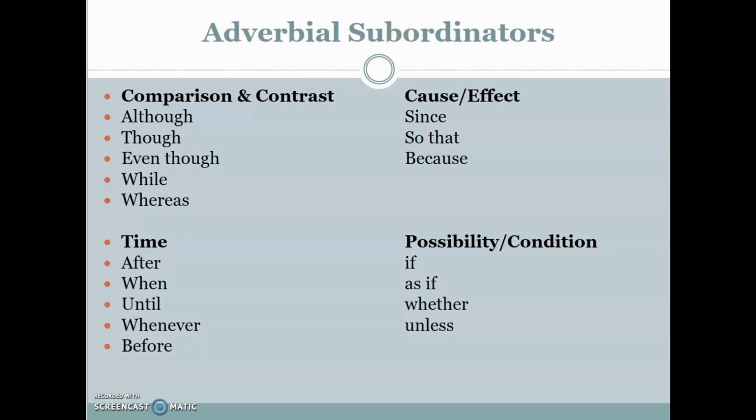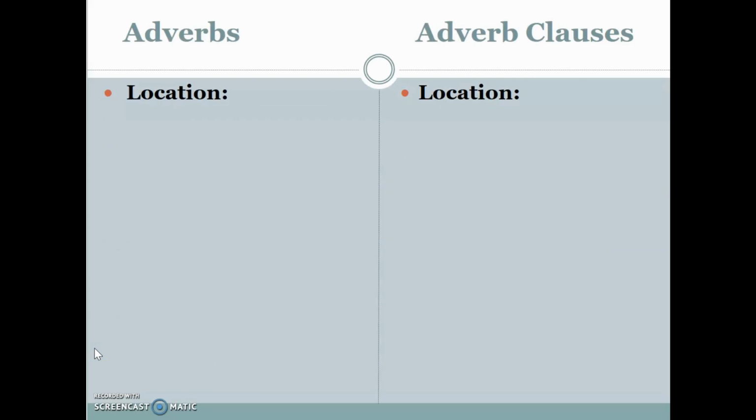Adverbial subordinators show relationships such as comparison, contrast, cause and effect, time, and they show possibility or condition. So these are some popular adverbial subordinators. When we talk about the location of adverbs in the sentence, they're always located after the verbs in the sentence. After the verb swim, he can swim well.